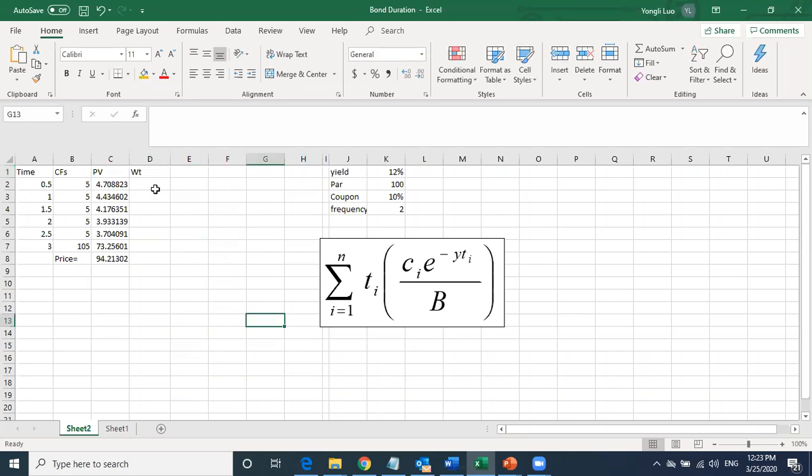Okay, how you get to the weight? The weight is equal to the present value divided by the price, the bond price. The B is bond price. Okay, so we need to fix that, the bond price, put $ sign. Okay, and click on enter. So that's the weight.